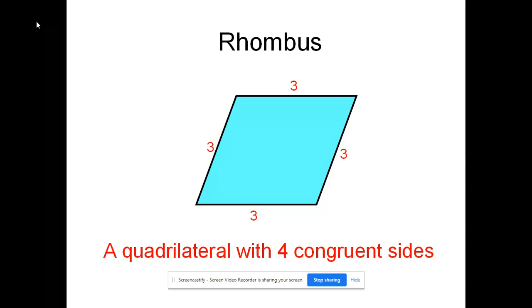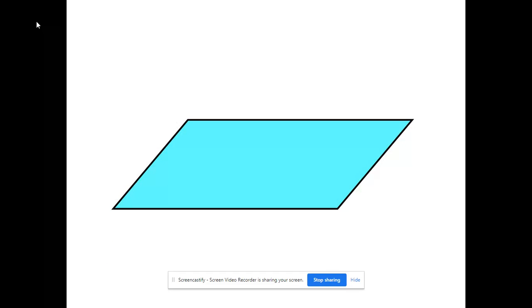It really has nothing to do with the slanted sides because the sides don't have to be slanted to be a rhombus. It's just a quadrilateral with equal sides. All right. Next, what's this? Did you say parallelogram? Parallelogram is right.